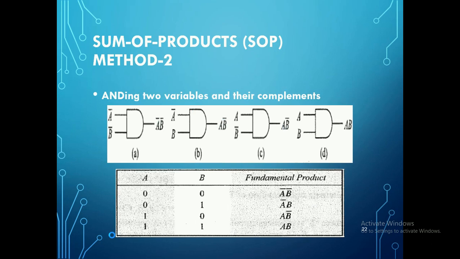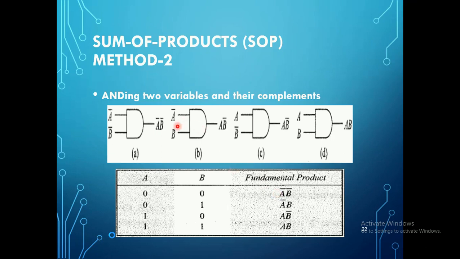So here the sum of products expression can also be written in another way. We have taken four AND gates, and the inputs to the AND gates are in different manner. Let us take the first example: A input is 0, B input is 0, that means A comes in complemented form, B also comes in complemented form. So that is A bar, B bar. The output from the AND gate becomes A bar B bar. The same way we have written here the fundamental product A bar B bar.